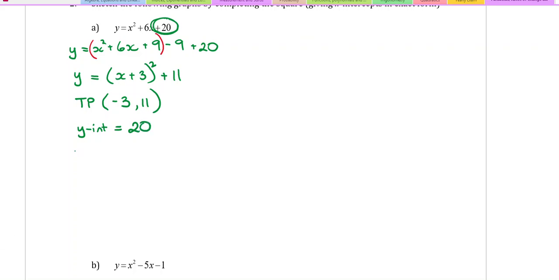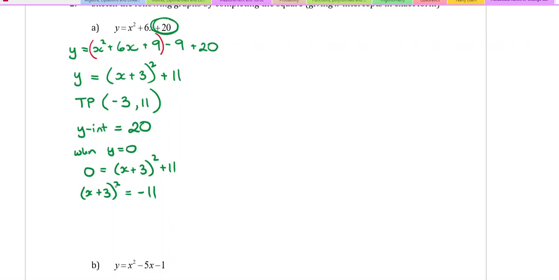My x-intercepts are going to be when y is equal to 0. I'm going to use my factorized version for this. So I'm going to have 0 equals (x + 3) squared plus 11. Then I'm going to move the 11 over to the other side, which makes negative 11.